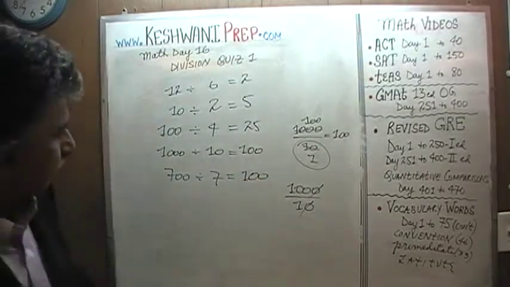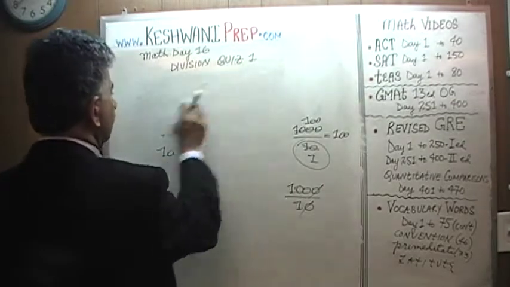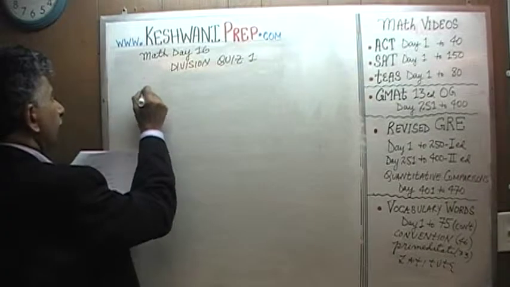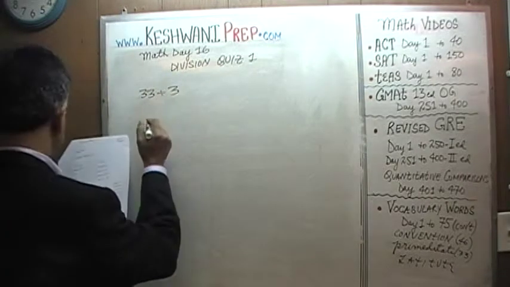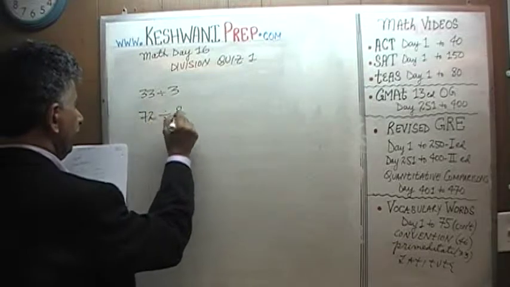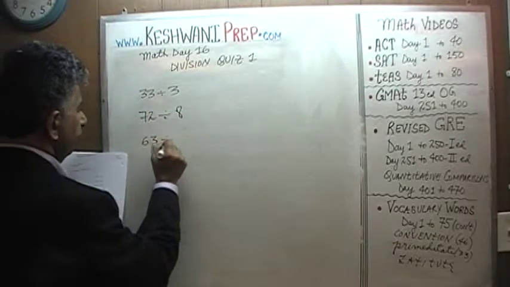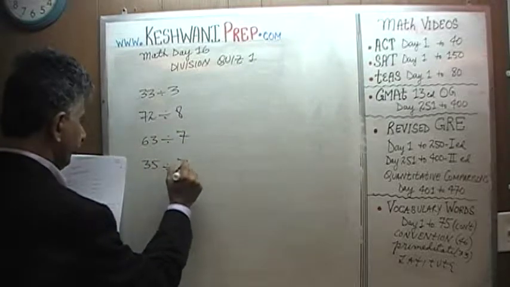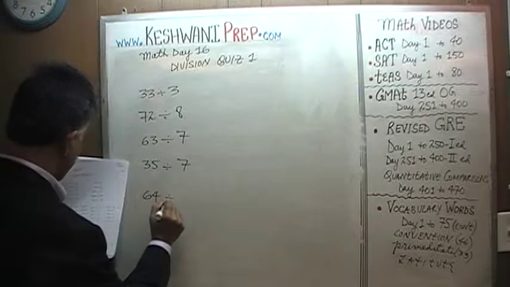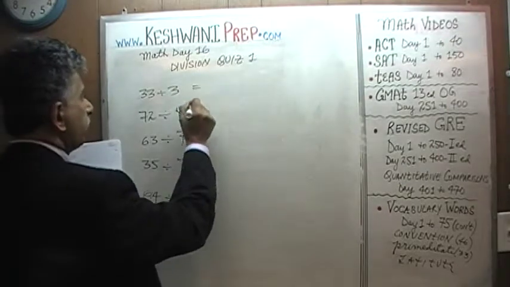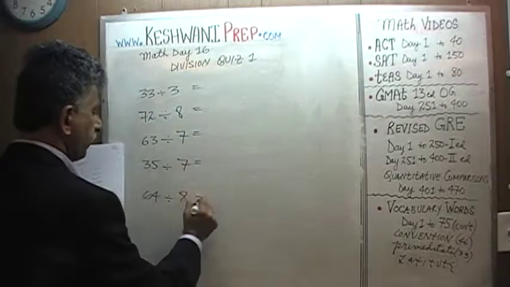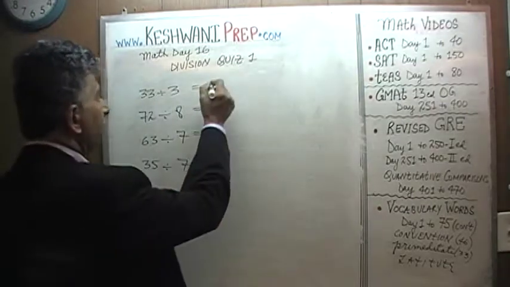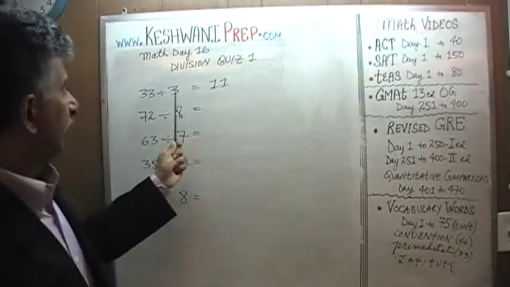Let's do a few more. 33 divided by 3, 72 divided by 8, 63 divided by 7, 35 divided by 7, 64 divided by 8. Watch what happens. 33 divided by 3, of course, is 11. Because 11 3s are 33.